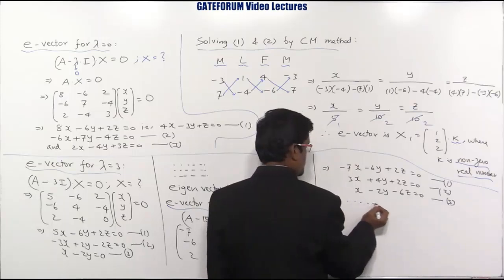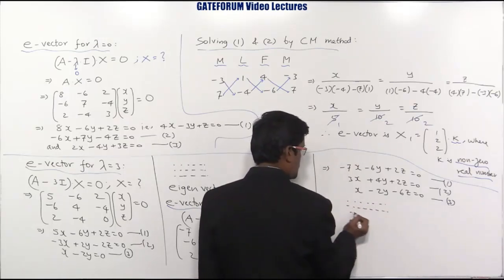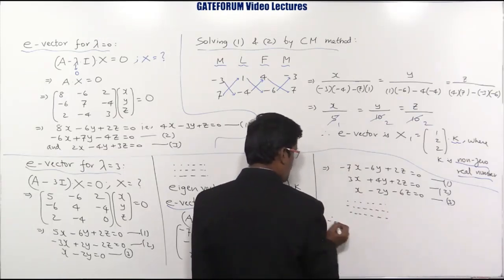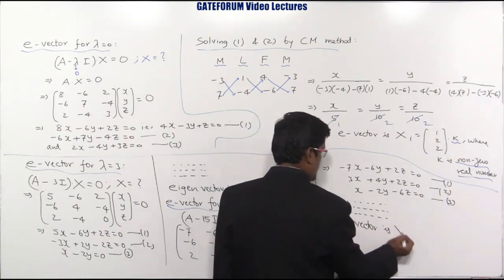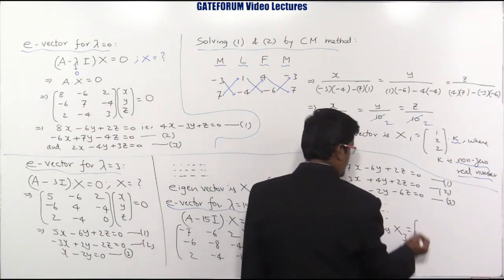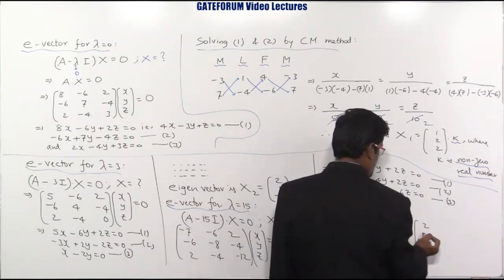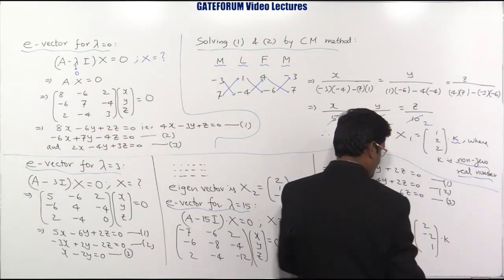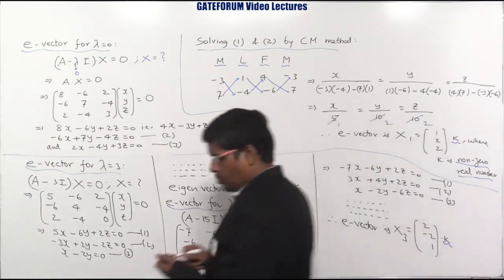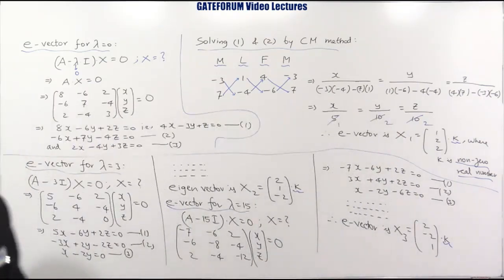So again, this dots means you have to solve as above, cross multiplication method. Therefore, the eigenvector, the notation is x3, 2 minus 2, 1 into k. So at home, please check whether my answers are correct.